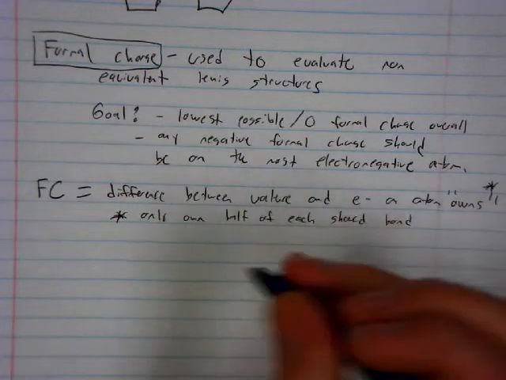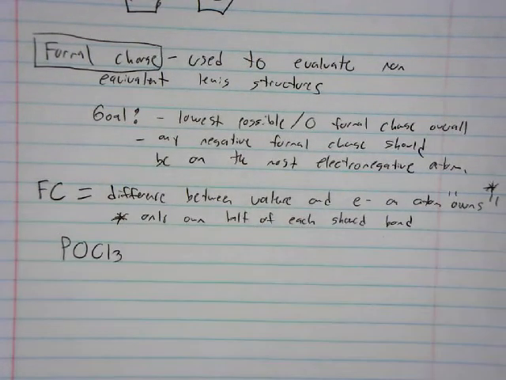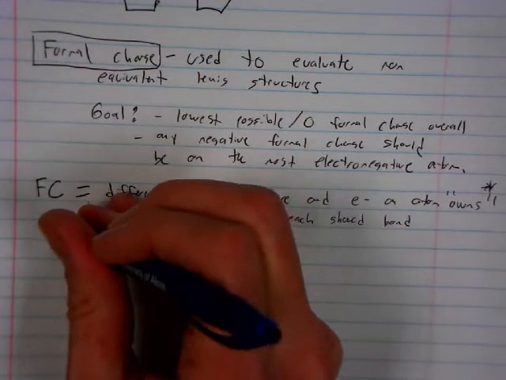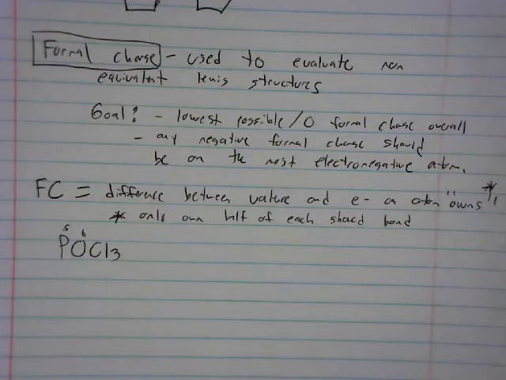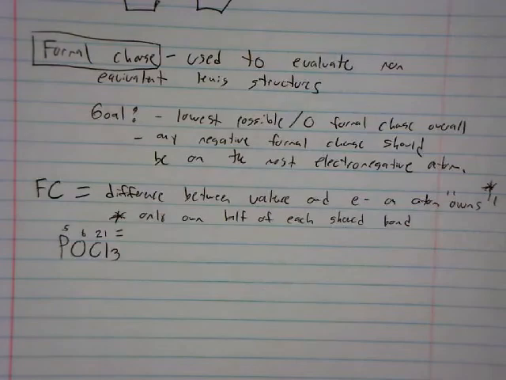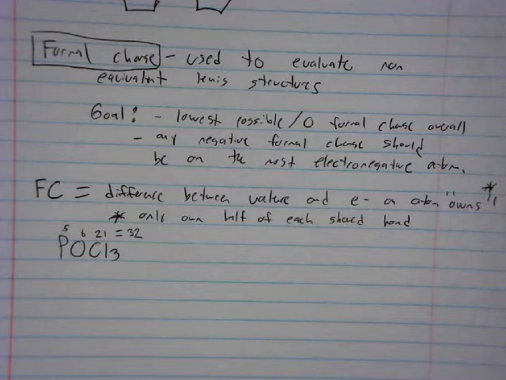So here we go. We're going to draw POCl3. We're going to make a Lewis structure for this. How many valence electrons does phosphorus have? 5. Oxygen has 6. Chlorine has 7 times 3, 21, for a total of 32. So I have 32 valence electrons to show on here.